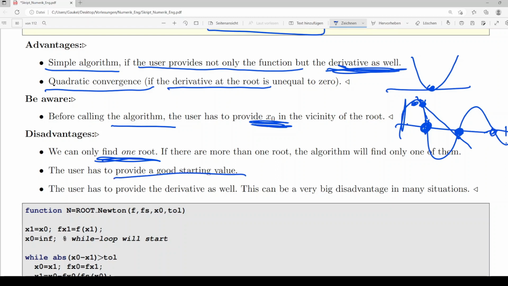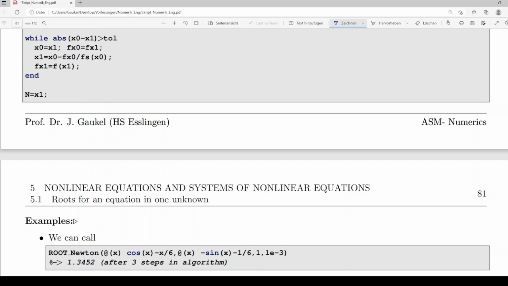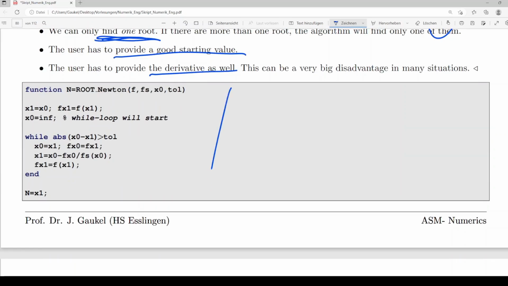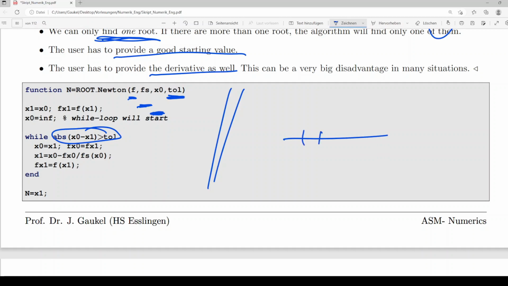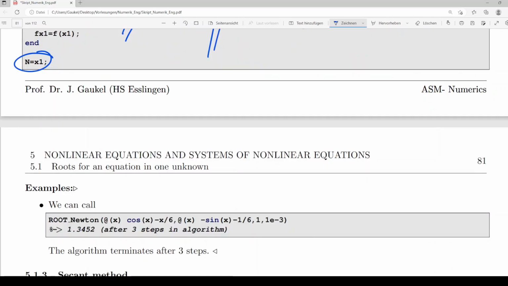The user has to provide a starting value and the derivative as well, and the derivative is not always easy to find, as we will see in our example later in that video. Okay, this is the implementation. Input the function, input the derivative of the function, input an initial value, and input a desired tolerance. Then run that loop. Here we say, if the distance between 2 succeeding values x0, x1 is less than the tolerance, then we terminate the loop. And if this distance is more than the tolerance, then we keep iterating. Then here we do the job, and in the end we return the root we have found. And here is an example of how to call it, but I will show you also some examples.